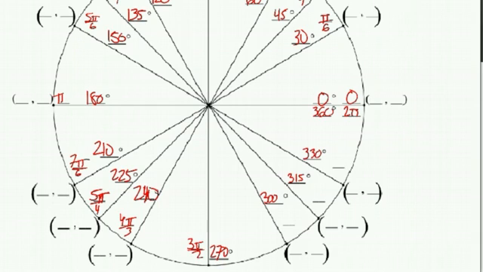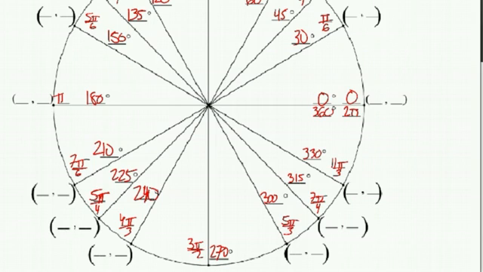300 degrees is 5 times larger than 60 degrees, so it's going to be 5 times pi over 3. 315 degrees is 7 times larger than 45 degrees, so it's going to be 7 times pi over 4, so 7 pi over 4. 330 degrees is 11 times 30 degrees, so it's 11 times pi over 6, so 11 pi over 6. And now we're back to the full circle.